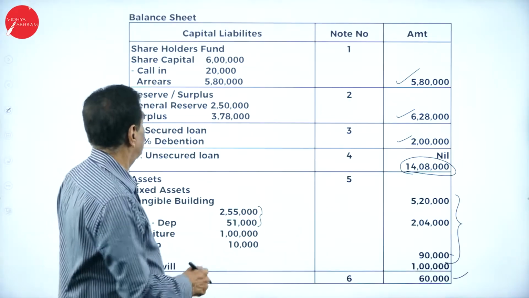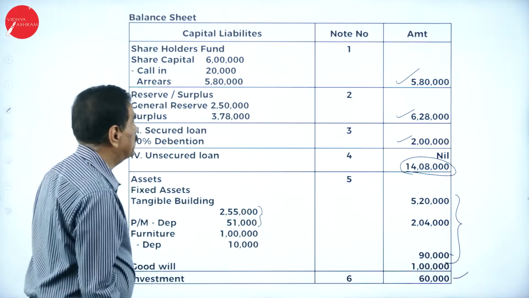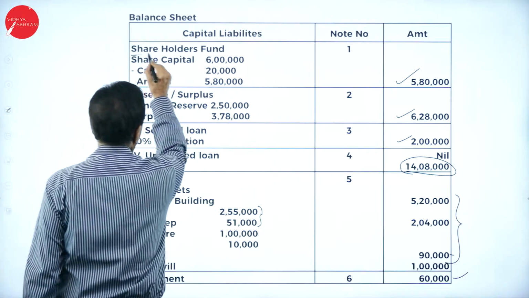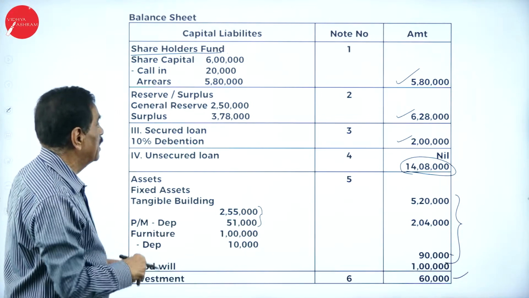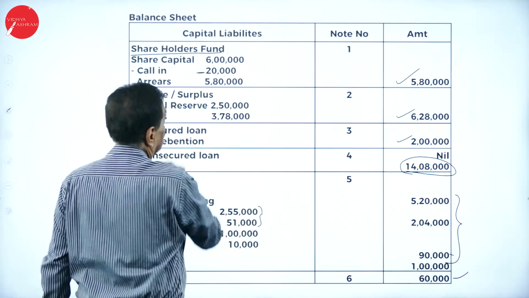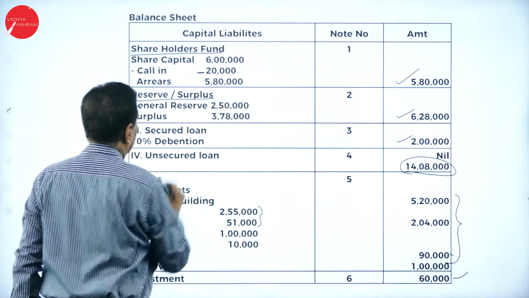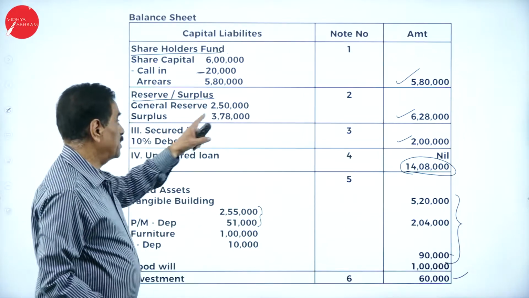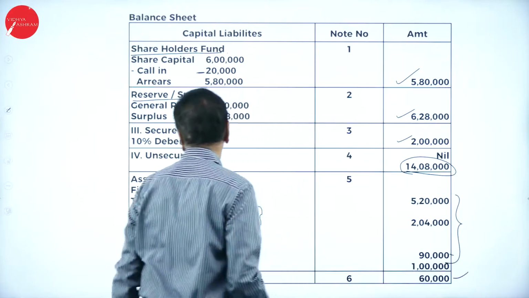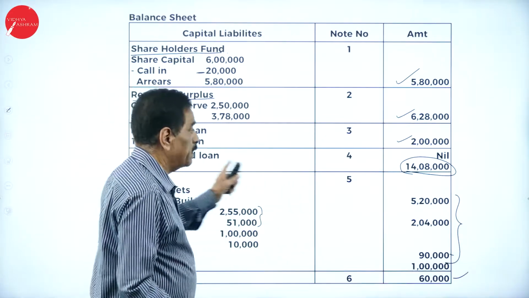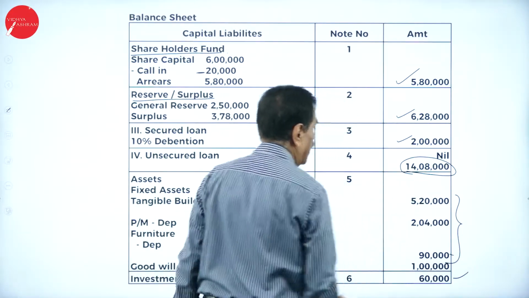Go with the balance sheet. So we'll go with a vertical column balance sheet as per the format. Shareholders' funds. In that, share capital 6 lakh minus calls in arrears 20,000 becomes 5 lakh 80,000. Reserves and surplus. In that, note number 2, general reserve is 2 lakh 50,000. Then surplus is 3 lakh, it will work out to 6 lakh 28,000. Third is secured loan, 10% debenture is 2 lakh. Fourth is unsecured loan, nothing is there. Total 14 lakh 8,000.